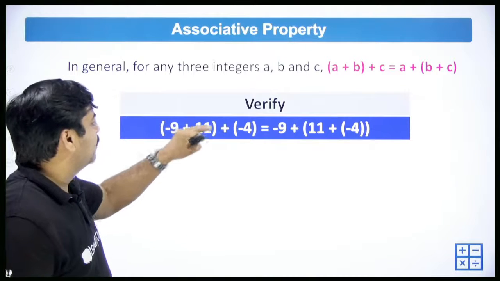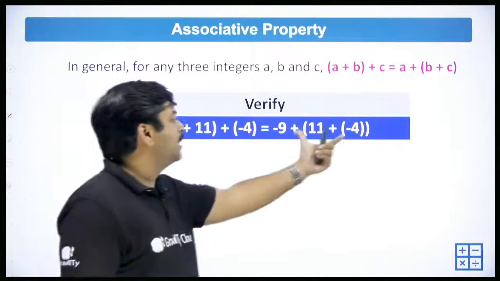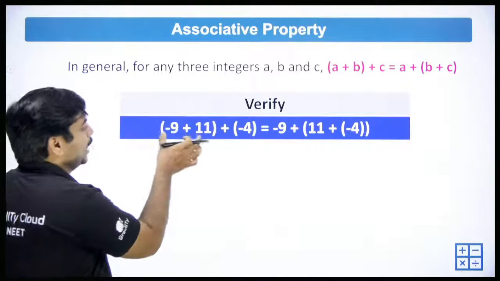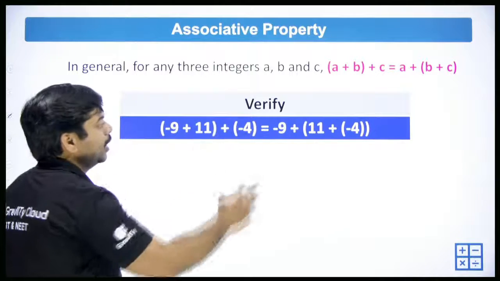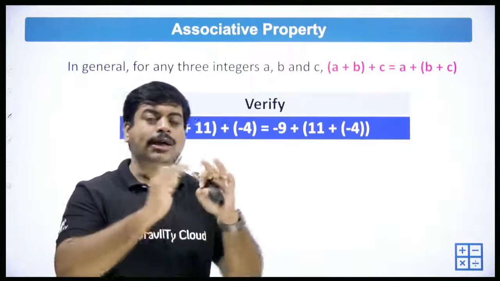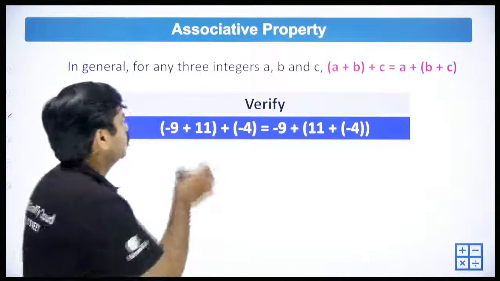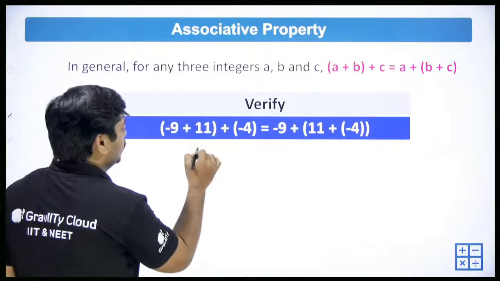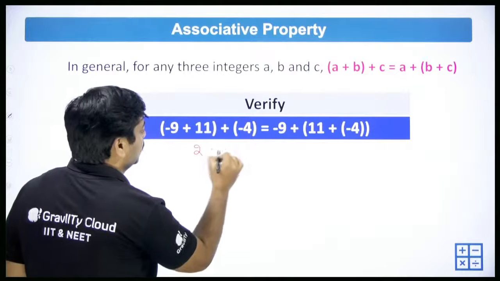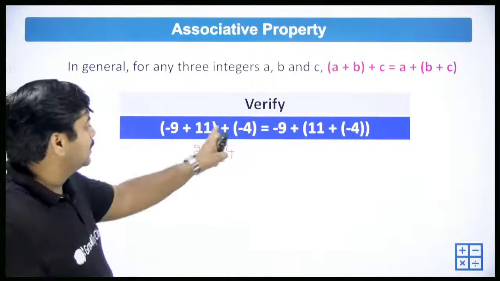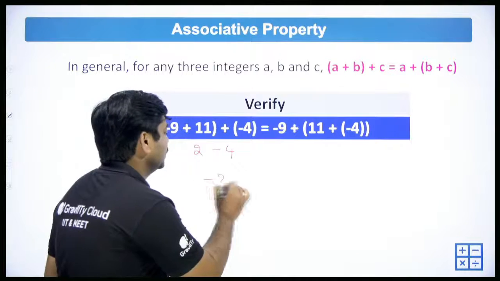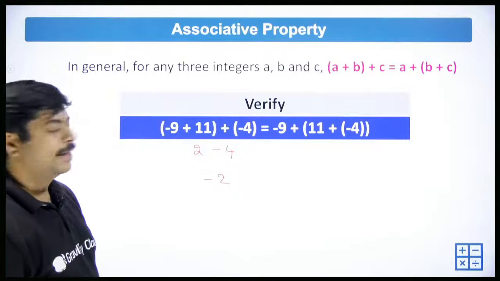Minus 9 plus 11 plus minus 4, and minus 9 plus 11 minus 4. First, we will add these two. Whenever you have brackets, that means they should be calculated first. That's a group, and only after that you go outside. So, minus 9 plus 11 is 2. 2 plus minus 4 is nothing but 2 minus 4. A positive times a negative gives negative. So 2 minus 4 is minus 2, correct?